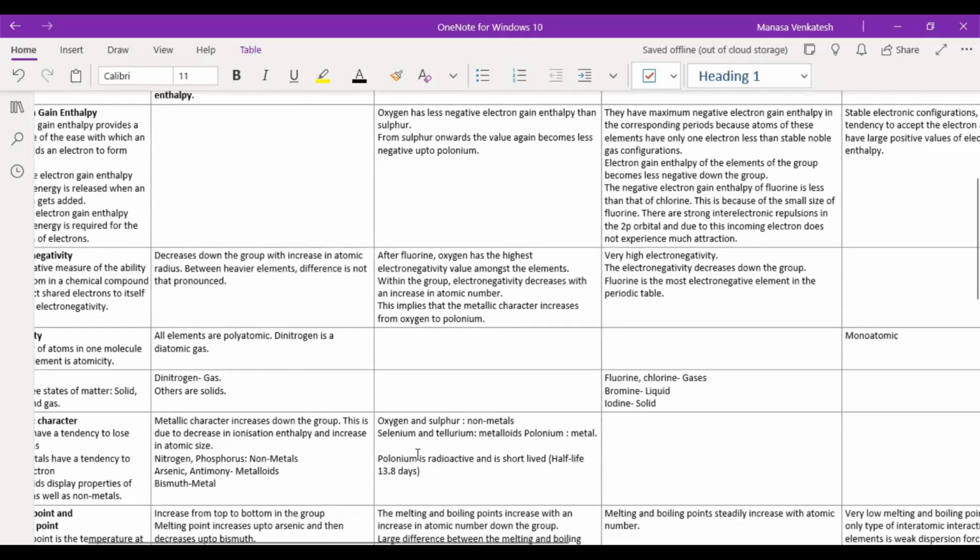In oxygen family, you have the oxygen and sulfur as non-metals. Selenium and tellurium are metalloids, whereas polonium is a metal. And one more thing, polonium is a radioactive element and it is short-lived.